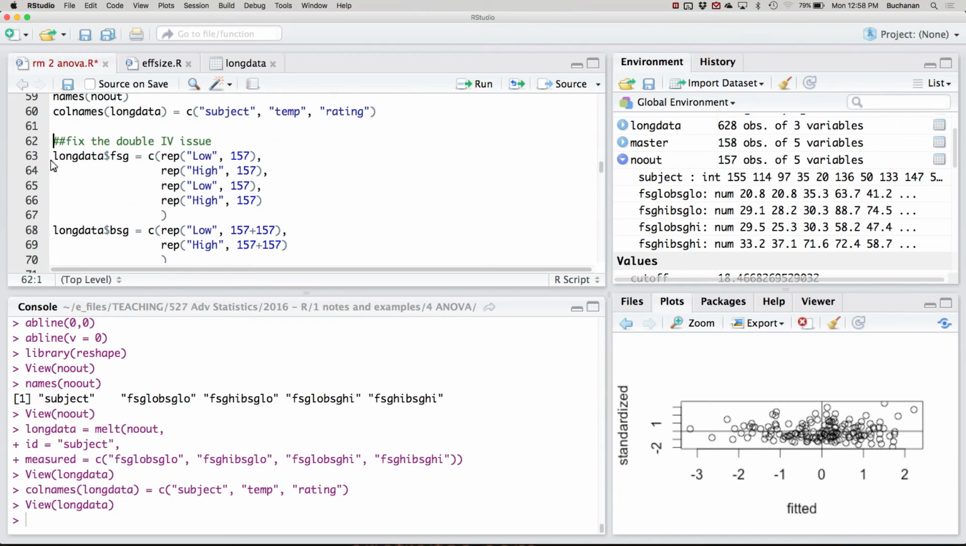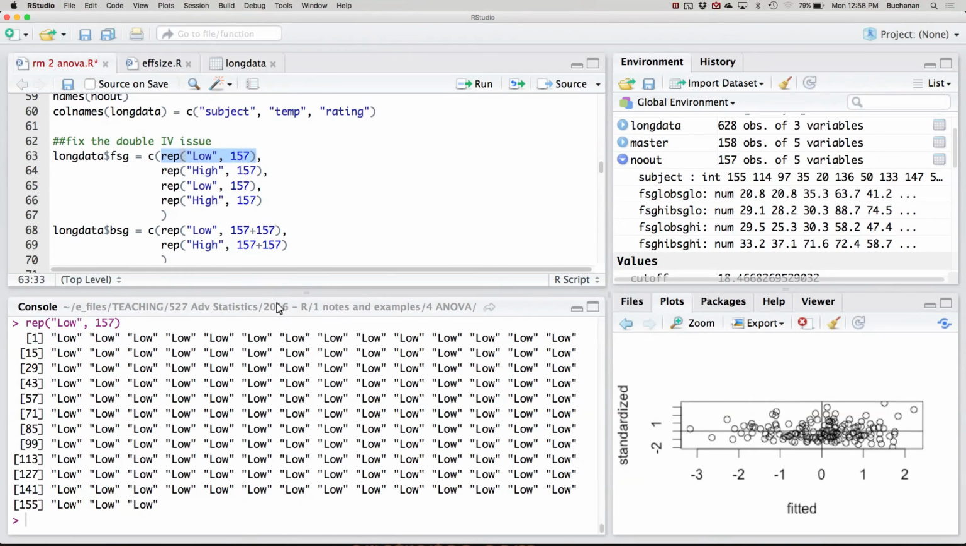So this is under fix the double IV issue. What the repeat function does is it will repeat the first thing. So I had it low, high, low, high. The second number is how many times. So it's going to repeat the word low 157 times. Just highlight that real quick.